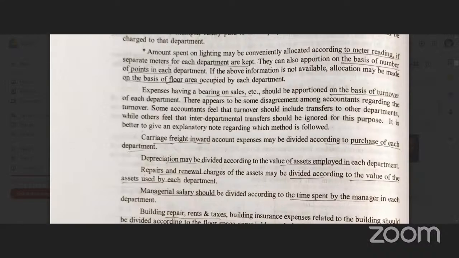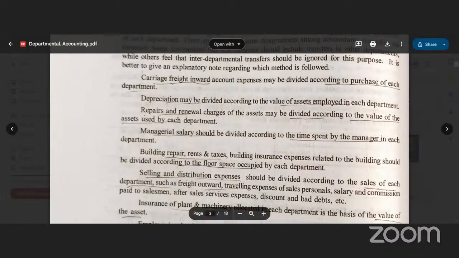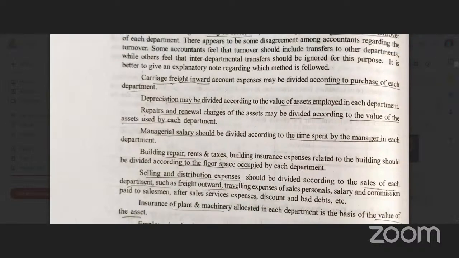The next, carriage and freight. Carriage and freight means transportation of goods, according to the purchases of each department. The next, depreciation. Depreciation will be given commonly in the question. Then how do you divide? Based on the assets of each department, the asset value of each department.